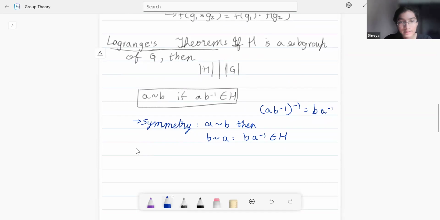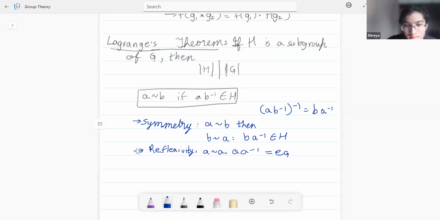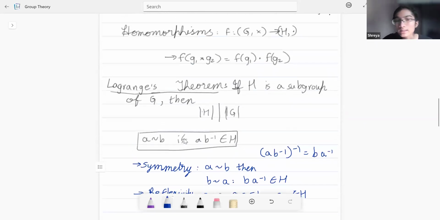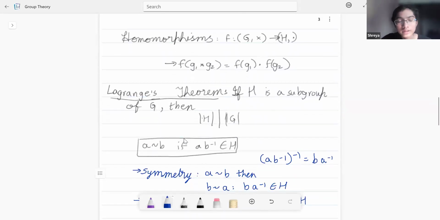Okay. So symmetry is there, and then we need to take multiplicity, I believe. Whatever, the point is that A is related to A. This is just true because A inverse is equal to identity, which belongs to H. Because there exists some identity in it, so it has to be that same identity which is in G. And that's just because it follows the identity thing.